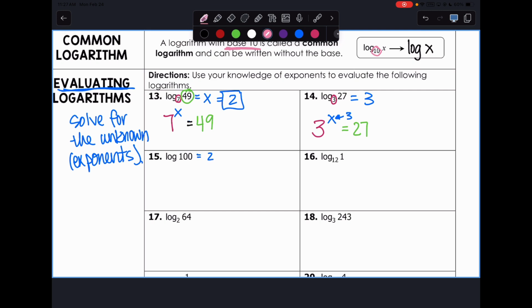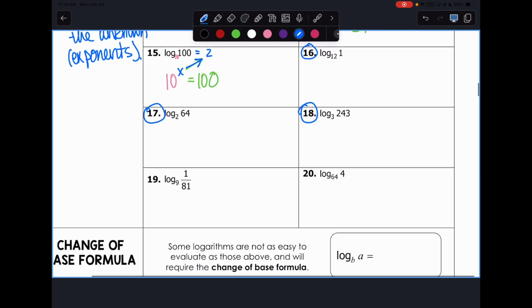Okay, let's revisit this. I have an invisible 10 here. Agreed? Yes? So we write 10 to what power equals 100? And that would be 2. X has to equal 2 in order for 10 to be raised to a certain power to equal 100. Okay? How we doing? Check it in. Okay, try the other ones. 16, 17, 18. Try those out. 19 and 20. Look up only if you're ready to see your answer after you try it, okay?